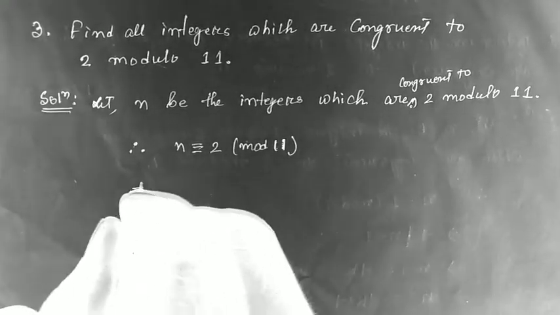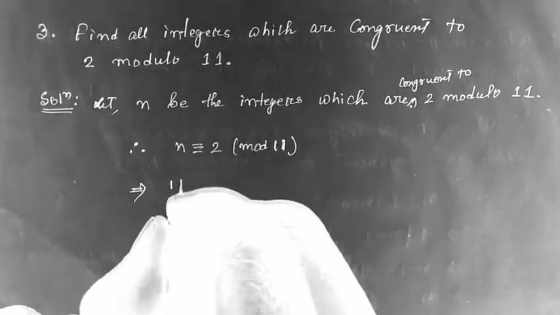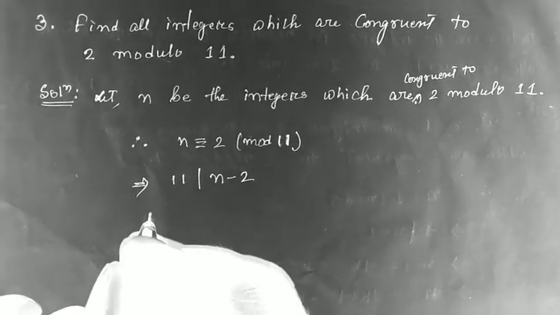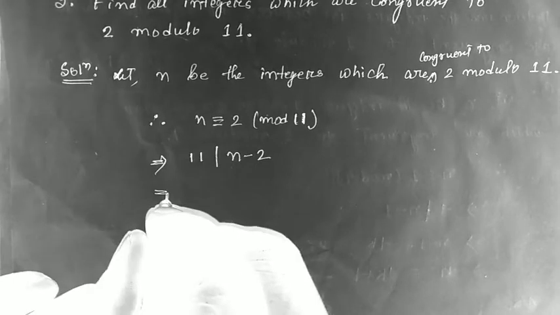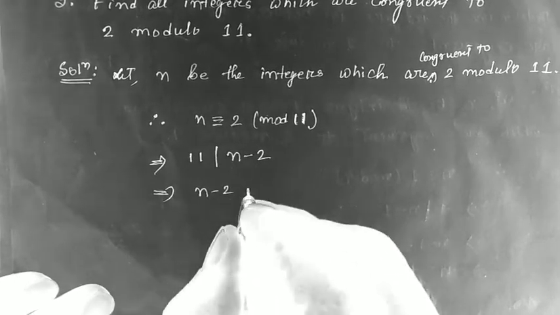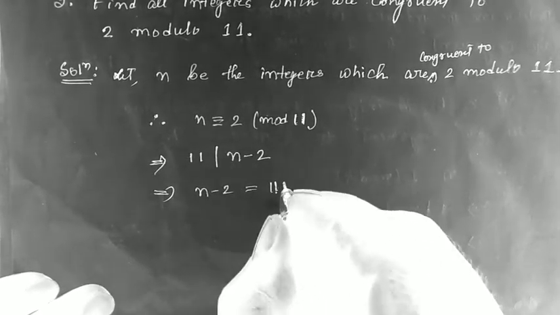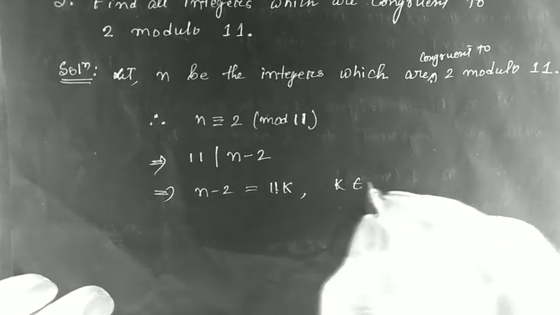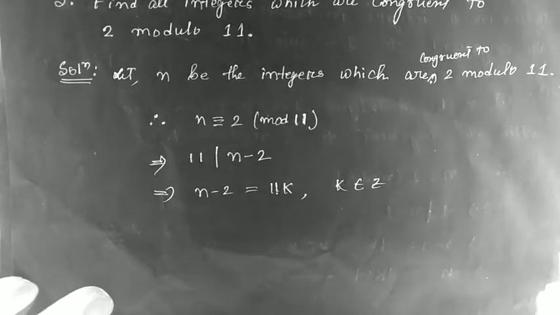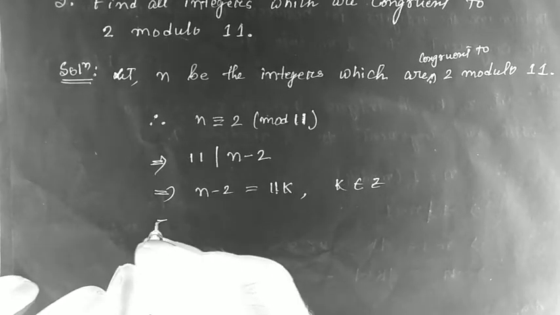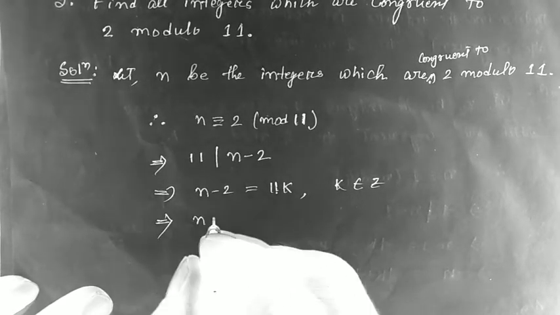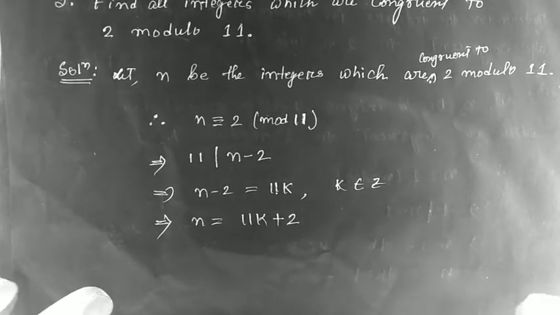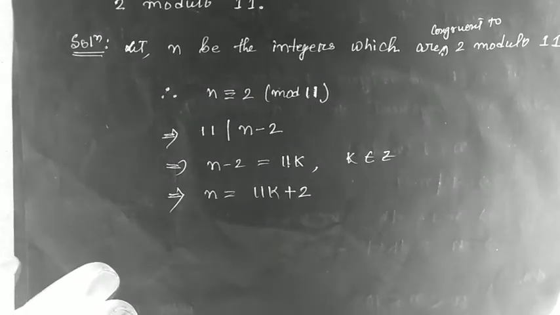Now see, from this line what can we write? 11 divides n minus 2. Again from this line what can we write? n minus 2 is equal to 11 into something. That something is taken as k, where k belongs to Z. k is some integer. Now see, n is equal to 11k plus 2.